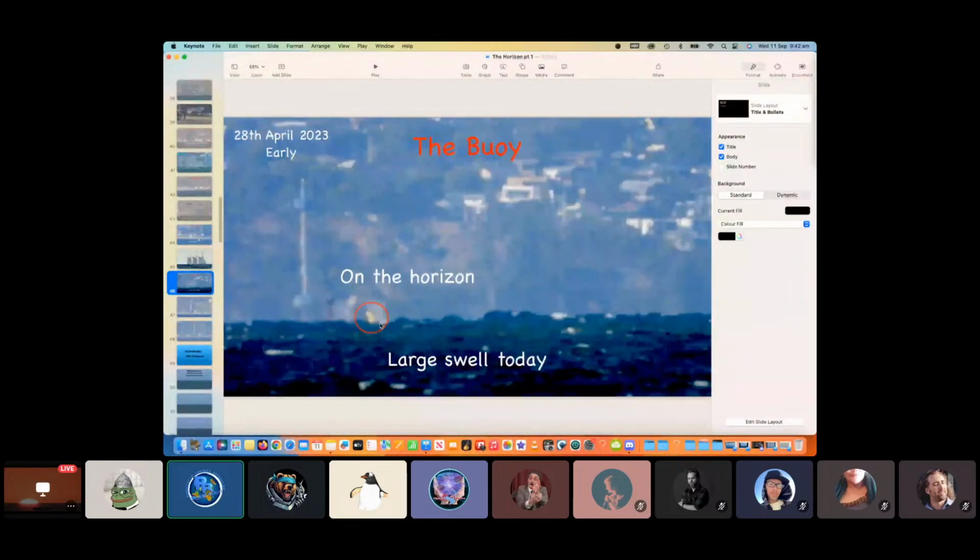Because I'm 6 foot up and then you've got 6 feet hidden. So how tall is the buoy? The buoy's approximately 5 feet tall. Right. Okay. Yeah, it's not massive.